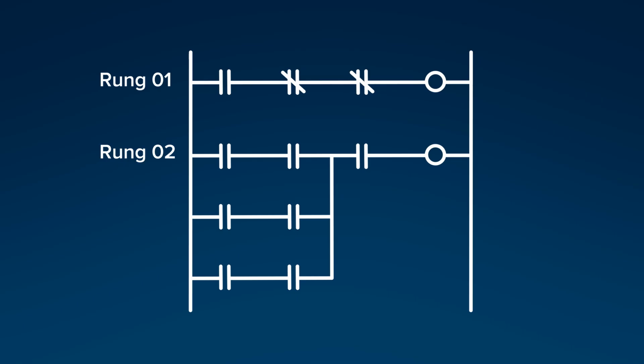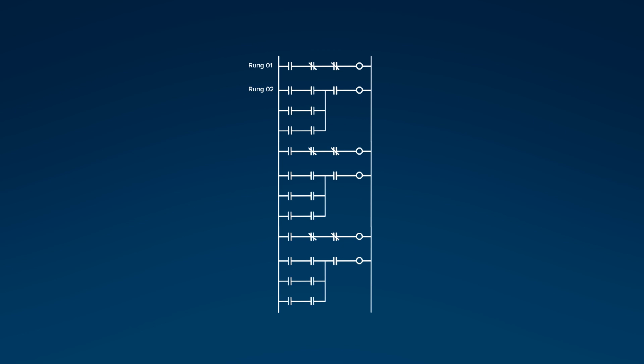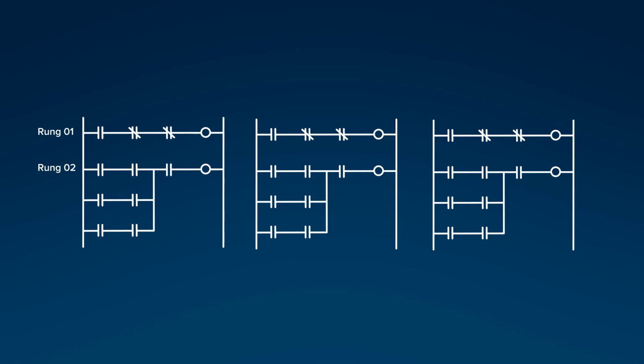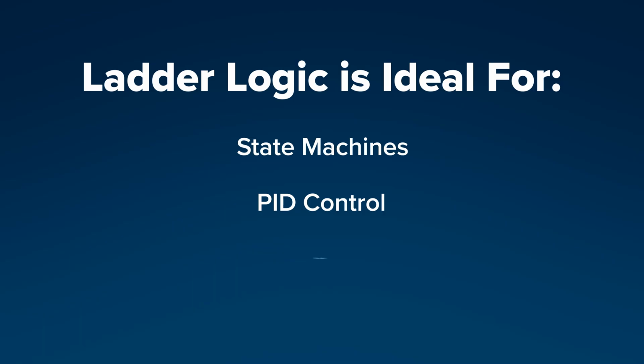One drawback, however, is that once a ladder hits a certain amount of rungs, it can become unwieldy. In order to maintain its usability, the process needs to be split into multiple ladders. Some good use cases for ladder logic are state machines, PID controls, and systems with an abundance of Boolean algebra.